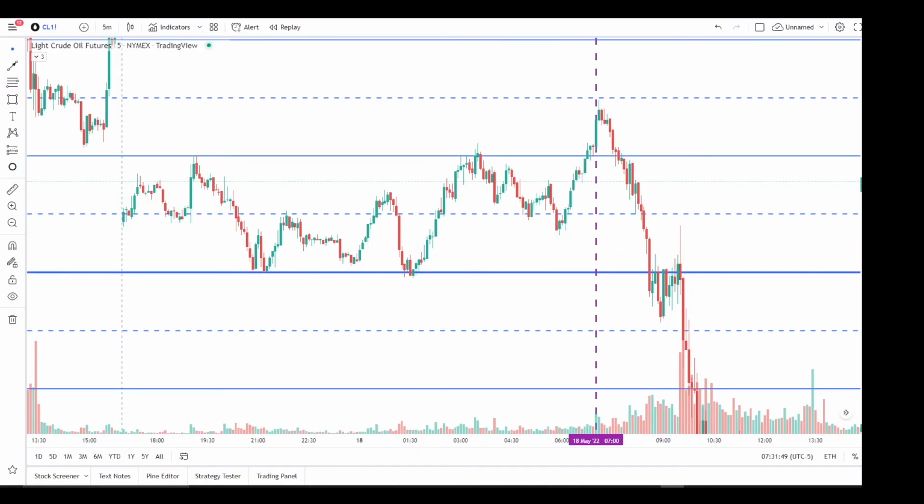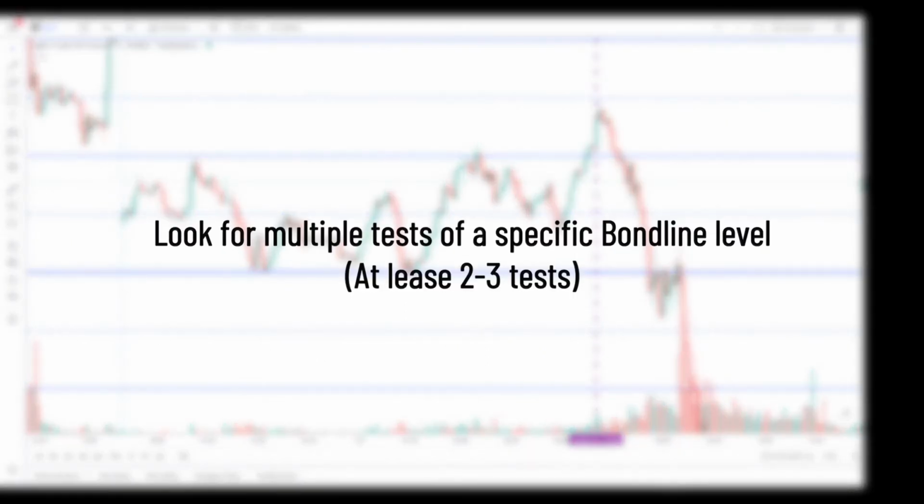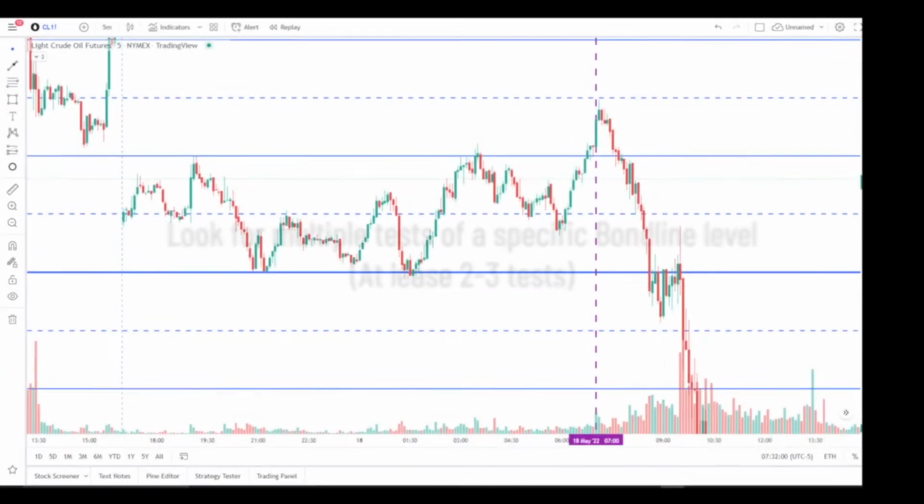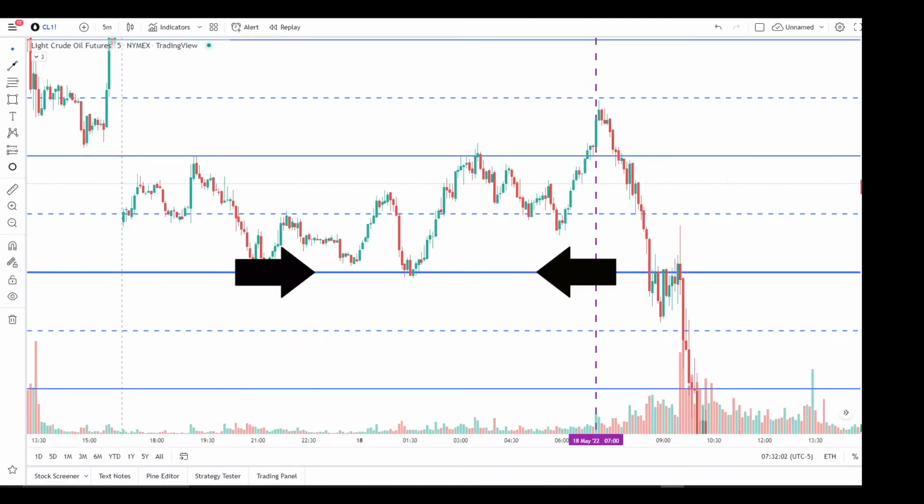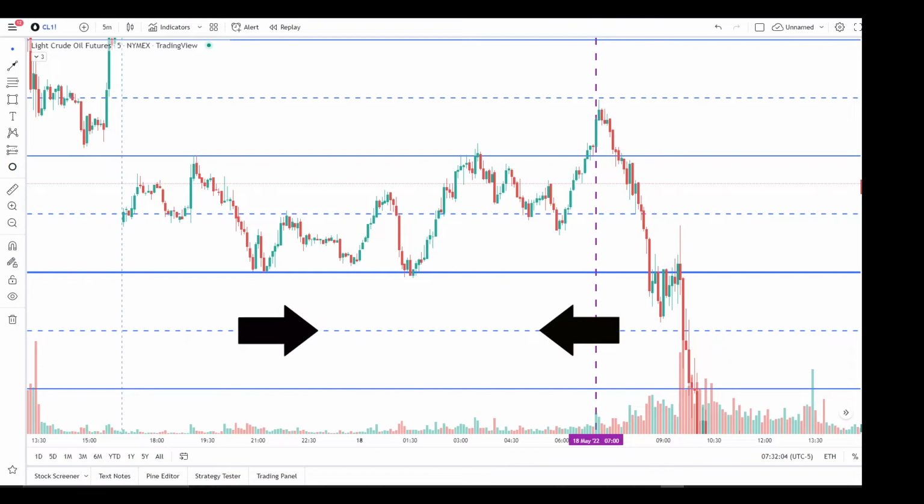So with that being said, there are a few things that we need to look at when we're trading the breakout trade. The first thing is we need to see multiple tests of a specific bond line level. It doesn't matter if it's a 100 line, which is the thick lines, or a 50 line, which is the dash lines in the Mr. Bond setup. We need to see at least 2 to 3 tests of that specific level and then a volume breakout for us to take the trade.